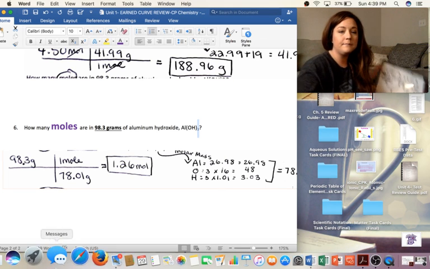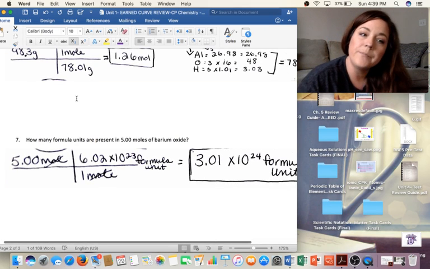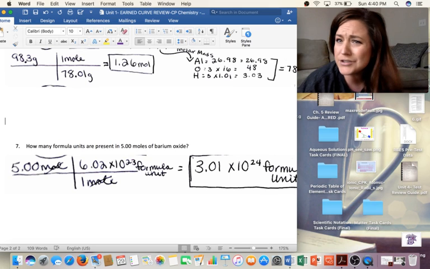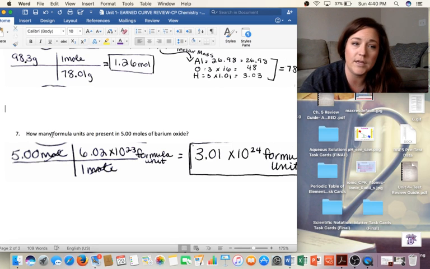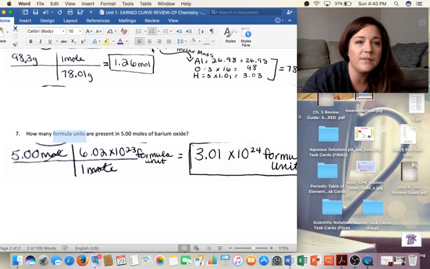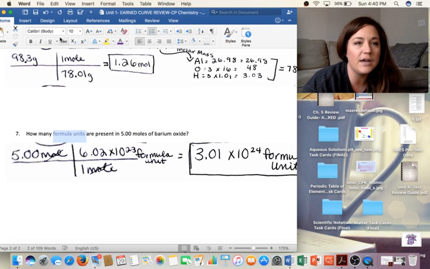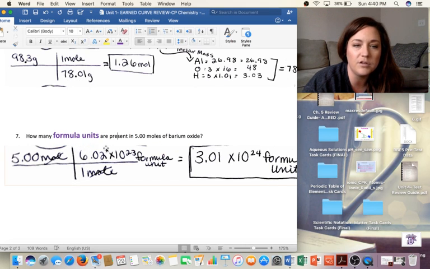All right. Number 7, last one, guys. Here we go. So this one's a fun one because it is just using Avogadro's number. You don't have to find molar mass. So it's asking me how many formula units. So right here, that is what my desired is. That is who I am trying to get to. That is the purpose of this conversion: formula units.